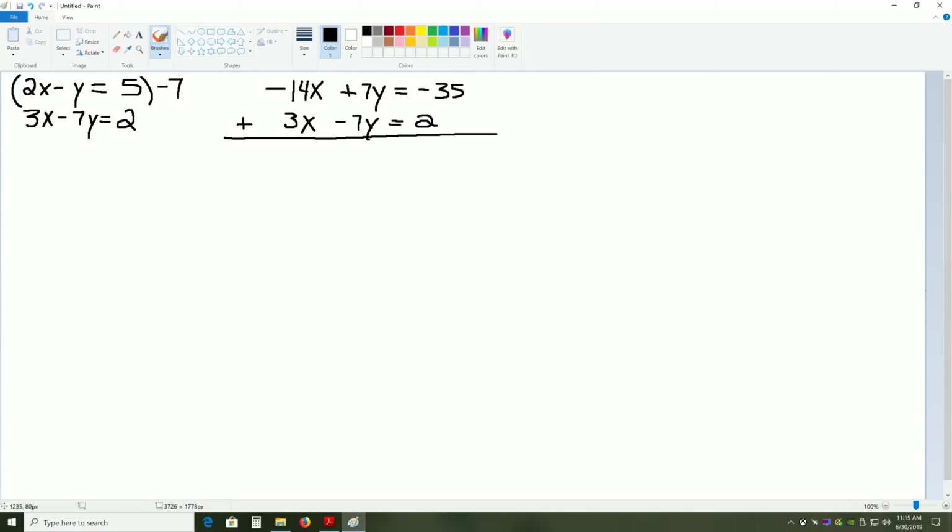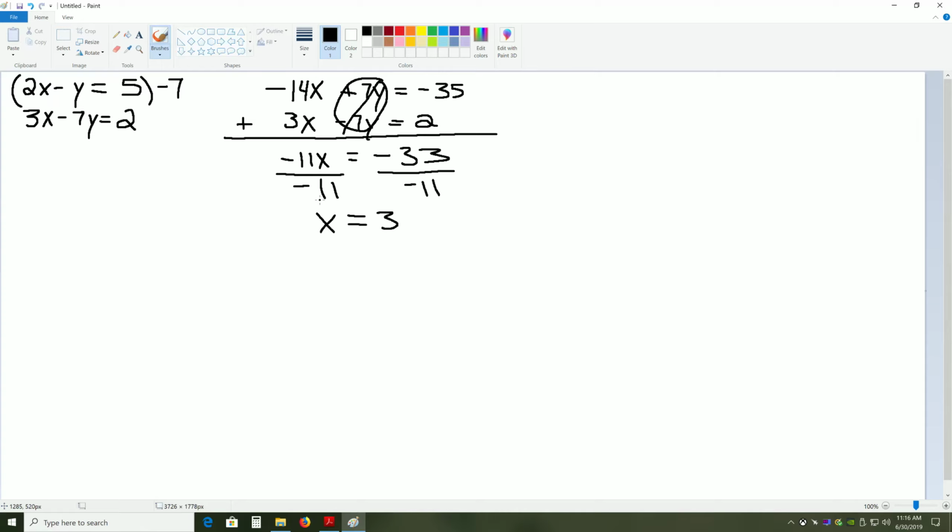So we're going to combine like terms. We have negative 14x plus 3x gives us negative 11x. Positive 7y minus 7y is going to cancel out. So we'll get that this is equal to negative 35 plus 2 is negative 33. And to get x alone, we'll divide each side by negative 11, which gives us x equals positive 3.